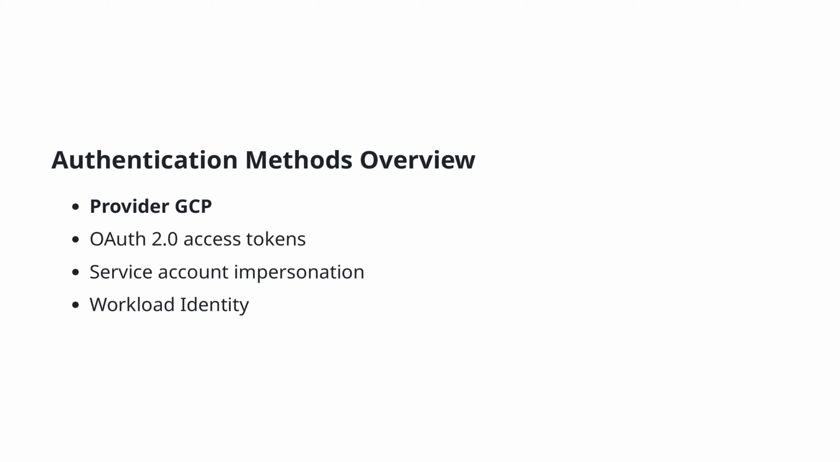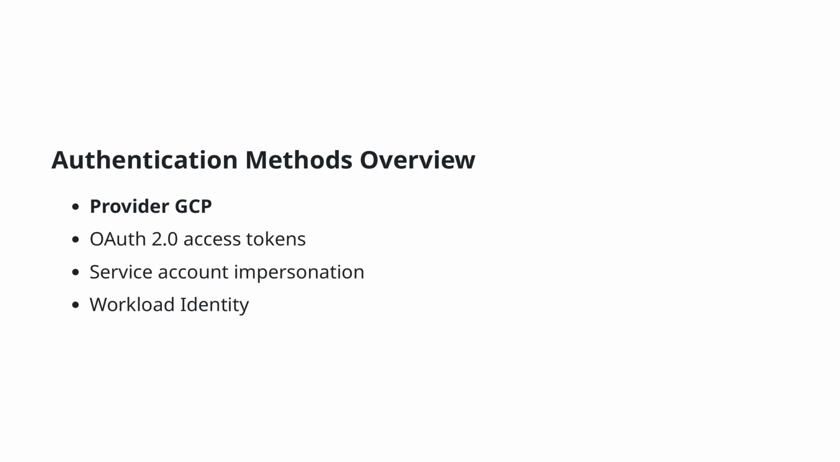2. Service account impersonation. This method enables a service account to act on behalf of another service account. It can be particularly useful in scenarios where access needs to be delegated across different services or projects within GCP. 3. Workload identity. This is a recommended method for securely accessing resources from GKE, Google Kubernetes Engine, clusters. It provides a way for workloads running on GKE to authenticate using Google's identity platform without requiring the use of long-lived service account keys. Understanding these methods will help you securely manage and authenticate access to your GCP resources.